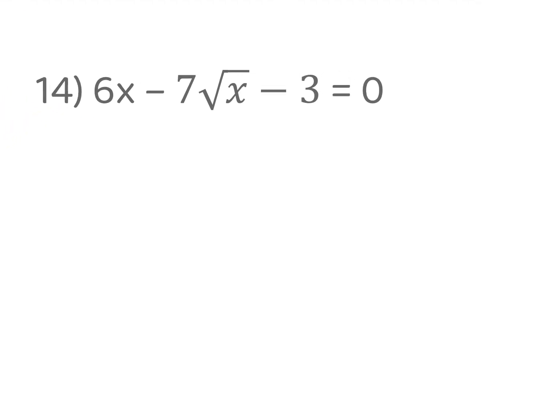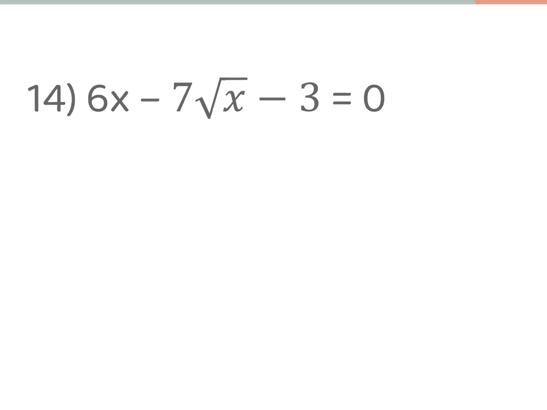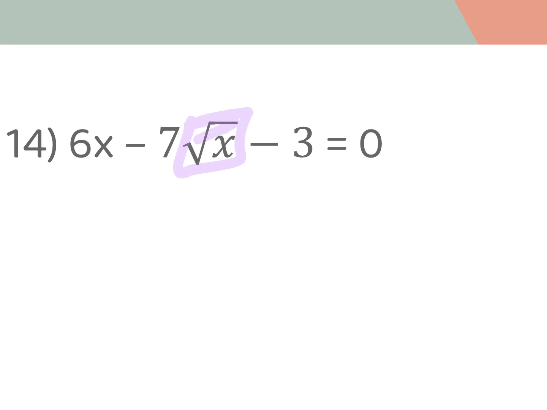All right, how about 14? Looks completely different, but what? Is x the square of the square root of x? Yeah, so I could do substitution again. Whatever's in that middle term, make the a. So a equals square root of x. This time, 6x becomes 6a squared because square root of x squared is x. Minus 7a minus 3.